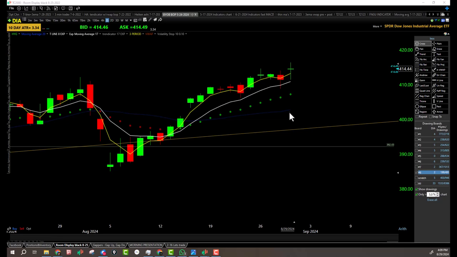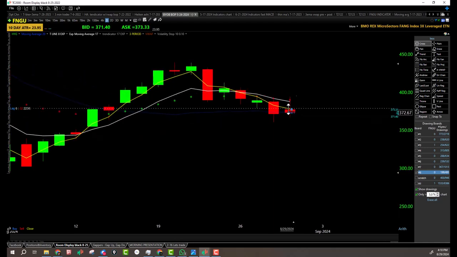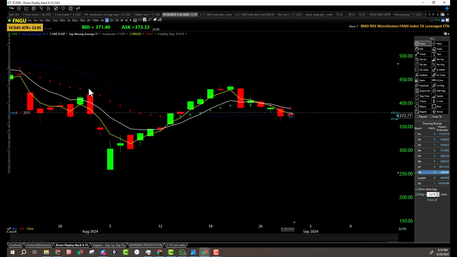Let's take a look at FNGU. All right, let's take a look at FNGU one more time. Okay, FNGU putting in higher low, higher high, closing underneath the bearish trap, underneath the 17 EMA, but still making a higher low. I like the higher low, but I would have rather seen a close up here. FNGU still in an uptrend ever since it took out that high.